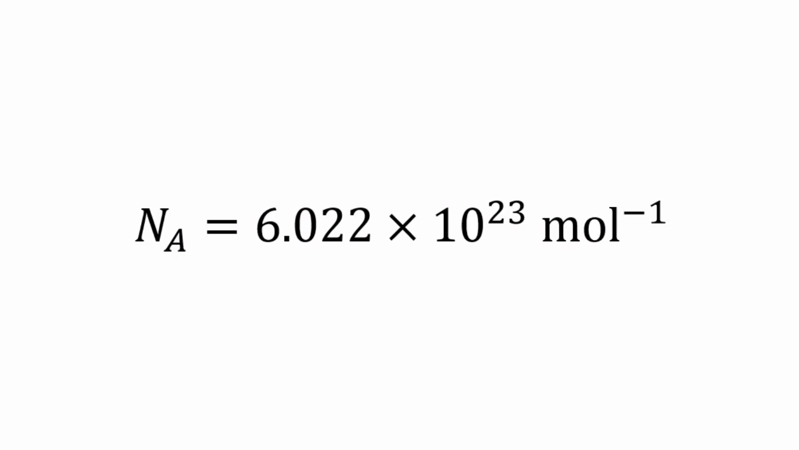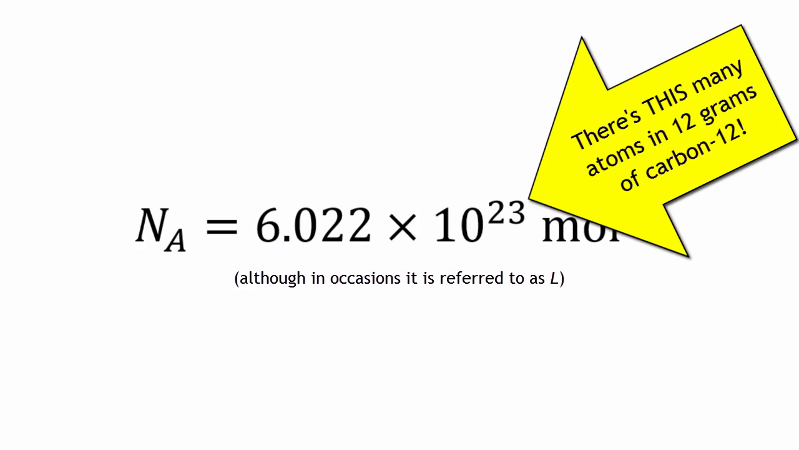Avogadro's constant has the symbol Na, and if you want to know more about it, there's a very good 28-minute video on how it was calculated from the past to the very present. It's a very interesting video, please do check it out.